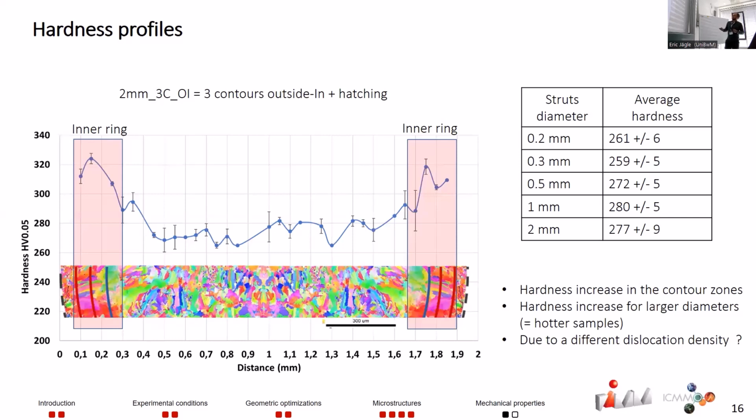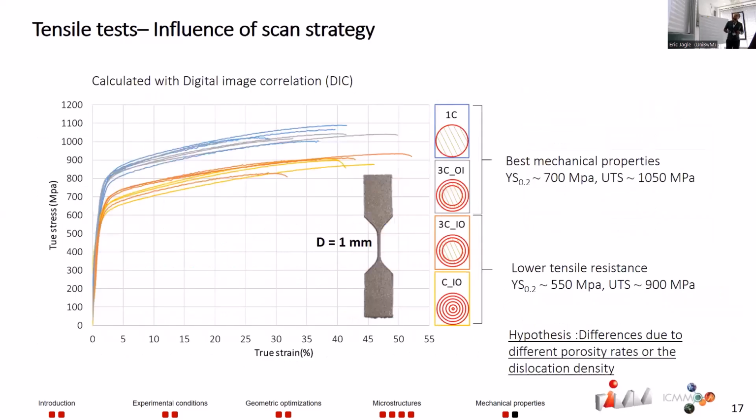And when it comes to the tensile tests, you see once again the difference between the two strategies, outside-in here, inside-out here. You have the best mechanical properties for the outside-in strategies, and lower tensile resistance for the inside-out strategies. So maybe it can be due to different porosity rates between the strategies, or once again, the dislocation density.